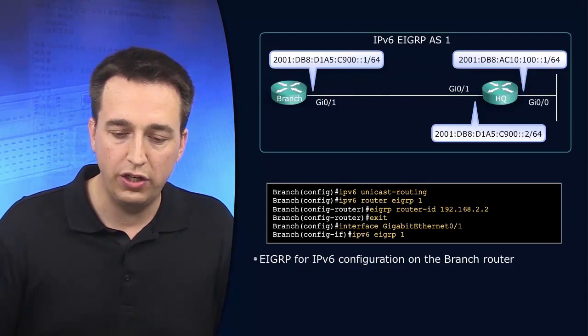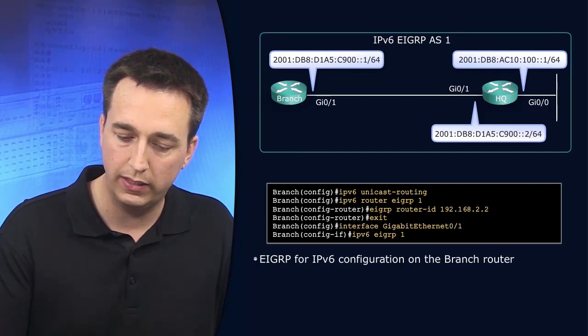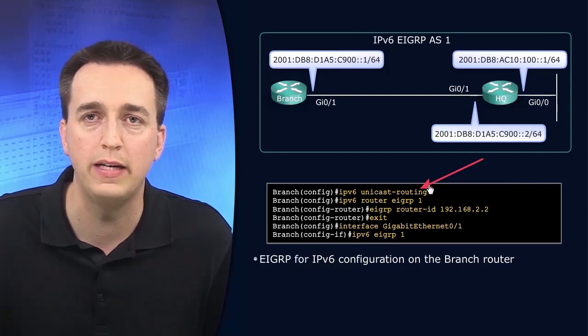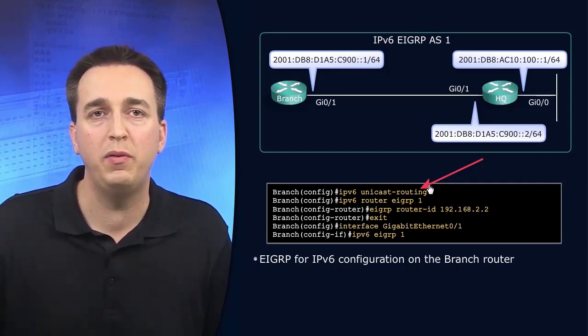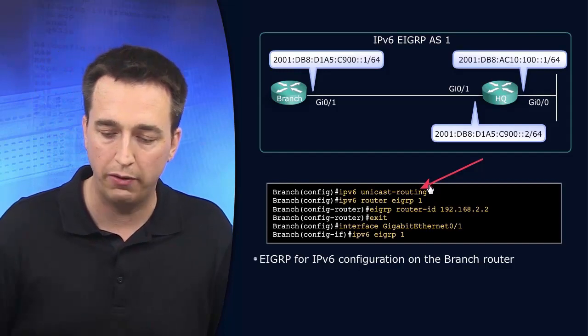So with EIGRP for IPv6, we need to have IPv6 routing on. And it's not on by default. So we use the ipv6 unicast-routing command in global configuration mode to turn on IPv6 routing.